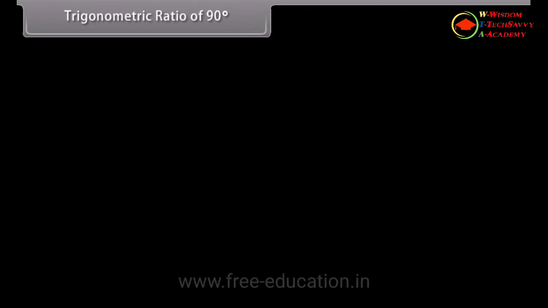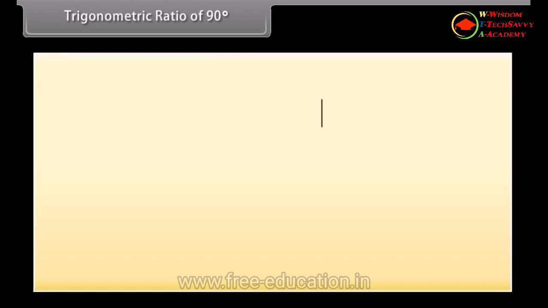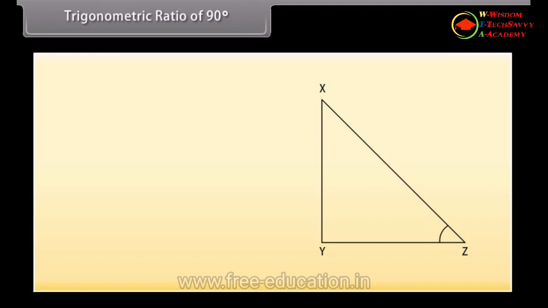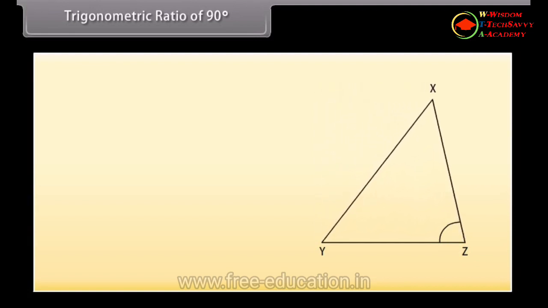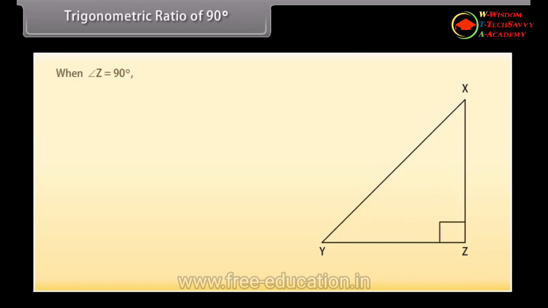Trigonometric ratio of 90 degree. Consider the right-angled triangle XYZ. Increase the measure of angle Z slowly. You can see that XZ rotates right and becomes steeper. When the measure of angle Z is increased to 90 degree, XZ merges with XY and the length of YZ is 0.